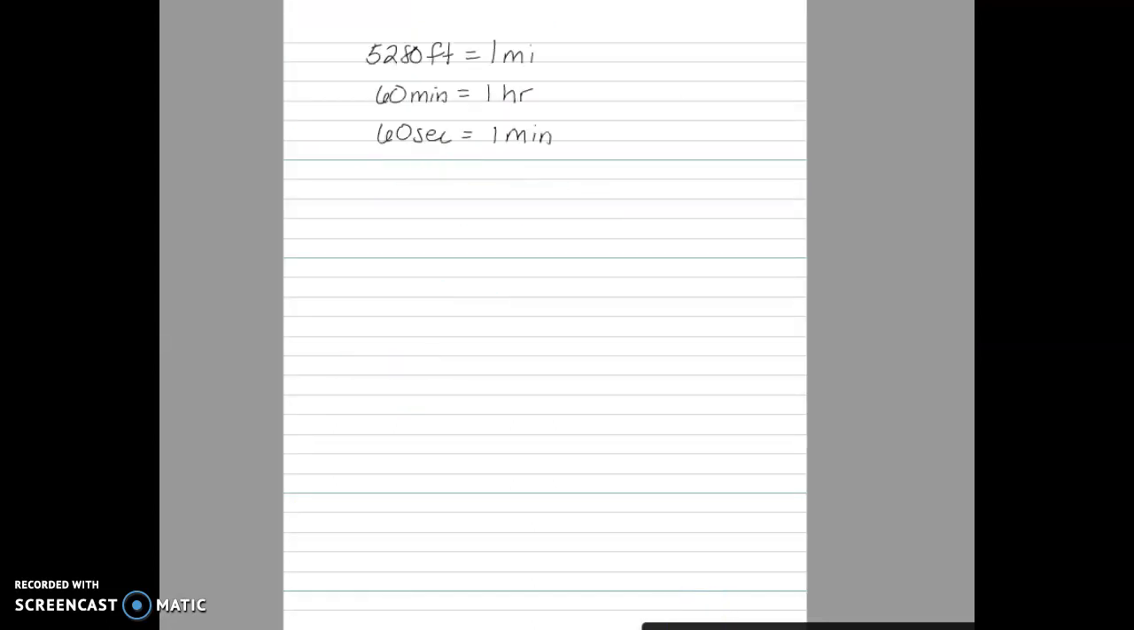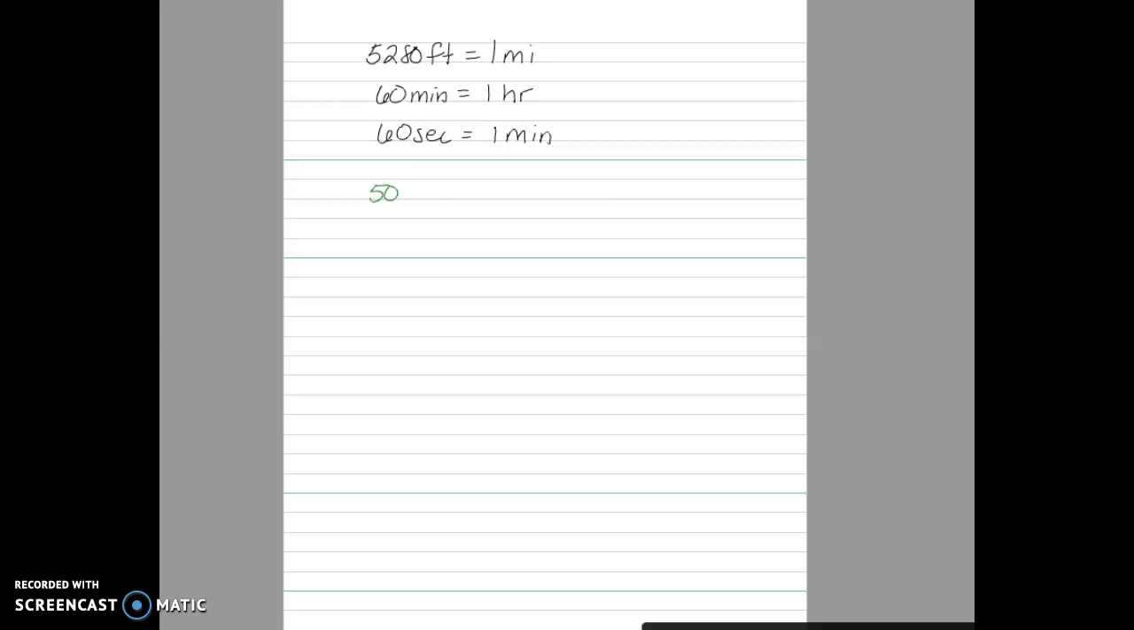Alright, in order for me to use the formula though, I need to make some conversions. In the formula, the velocity has to be measured in feet per second, but normally when we think about speeds, we think about it in terms of miles per hour. So we do need to make a conversion, and in order to go from miles per hour to feet per second, we need to use these conversions here.